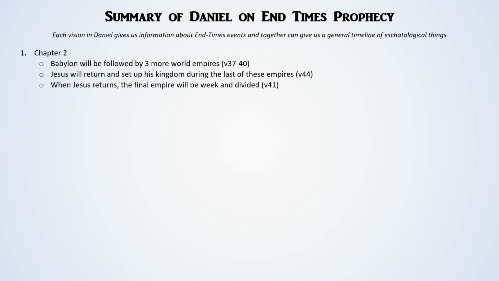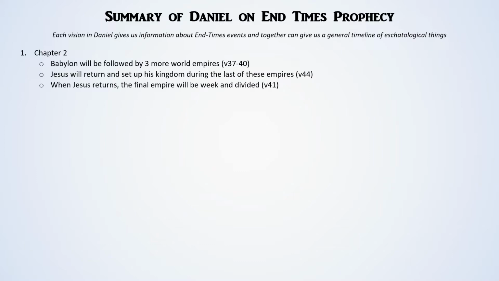Verse 44. And in the days of these kings, he's referring to the time of the feet. It's connected to the legs of iron. The feet are made of iron and clay. In the days of these kings shall the God of heaven set up a kingdom which shall never be destroyed. There's the Messiah coming to set up his kingdom. That was going to be during that fourth empire. And when Jesus returns, the final empire will be divided. It will be weak and divided. We see that in verse 41.